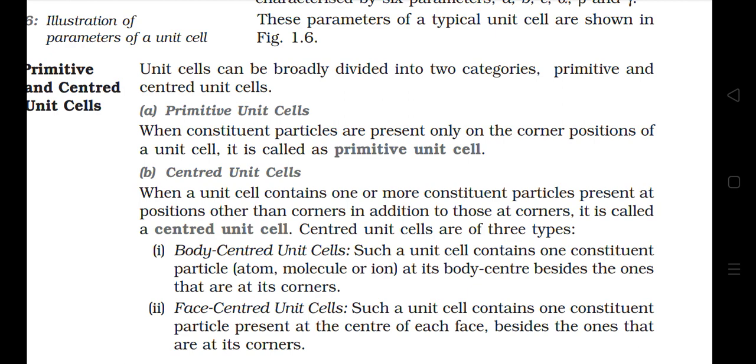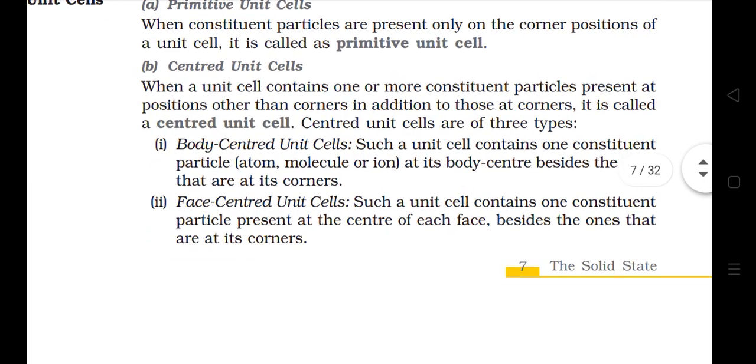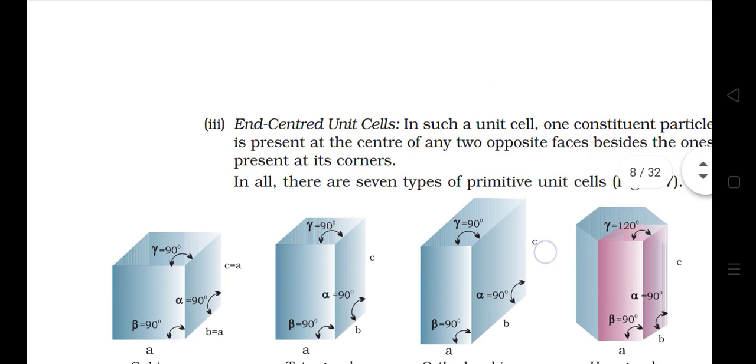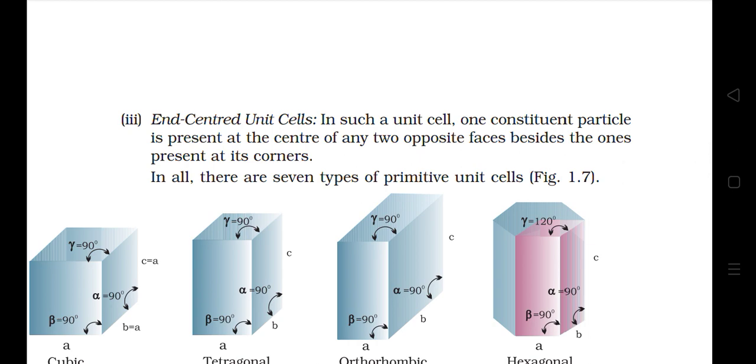Centered unit cells are of three types. Body centered unit cell: such a unit cell contains one constituent particle, i.e. atom, molecule or ion, at its body center beside the ones that are at the corners. Face-centered unit cell: such a unit cell contains one constituent particle present at the center of each face, beside the ones that are at its corners. And end centered unit cell: in such a unit cell, one constituent particle is present at the center of any two opposite faces besides the ones present at its corners.